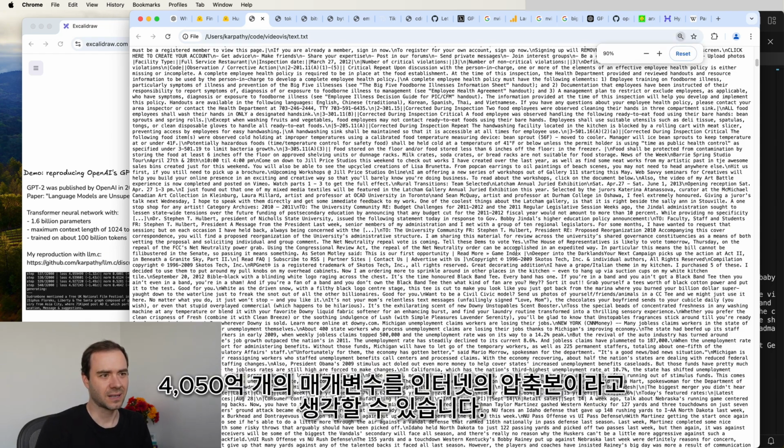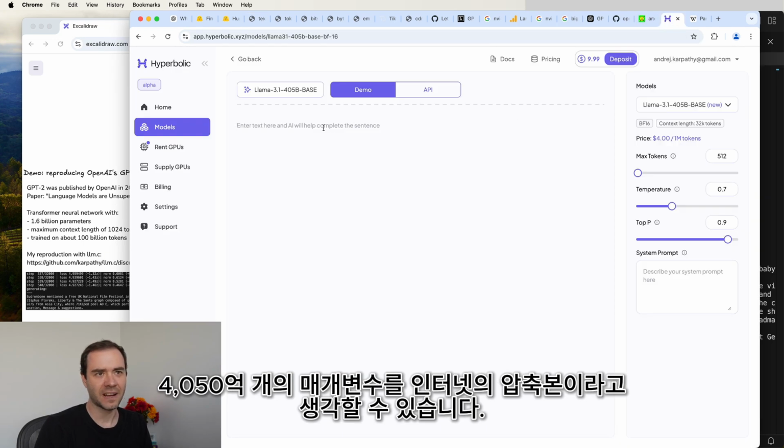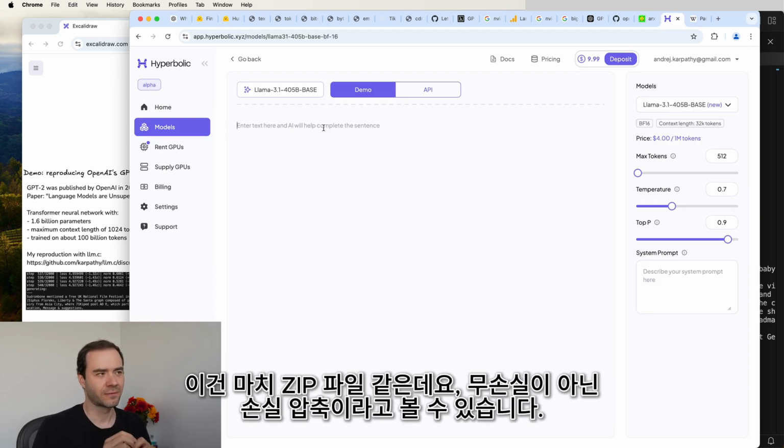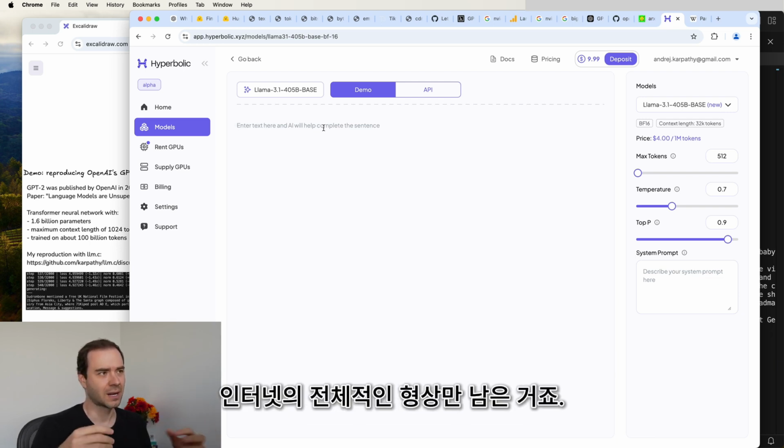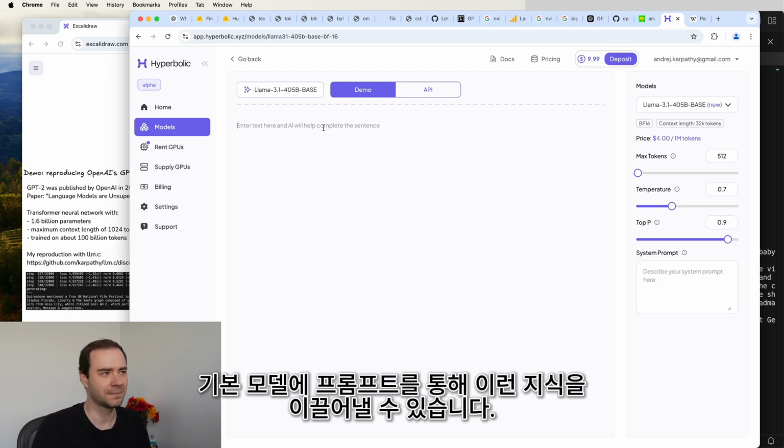So you can think of these 405 billion parameters as a kind of compression of the internet. You can think of the 405 billion parameters as kind of like a zip file, but it's not a lossless compression, it's a lossy compression. We're kind of left with a gestalt of the internet, and we can generate from it, right?